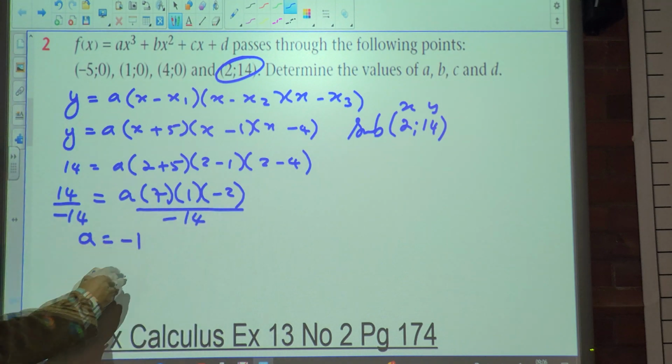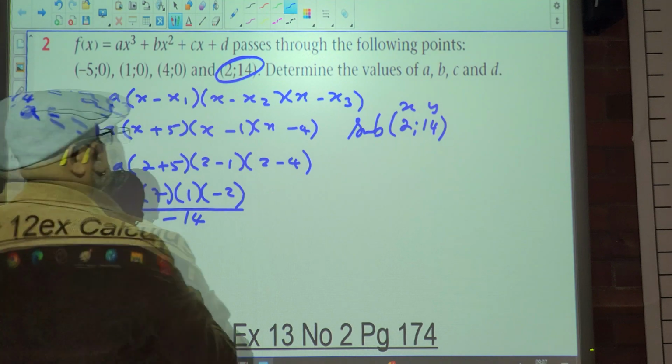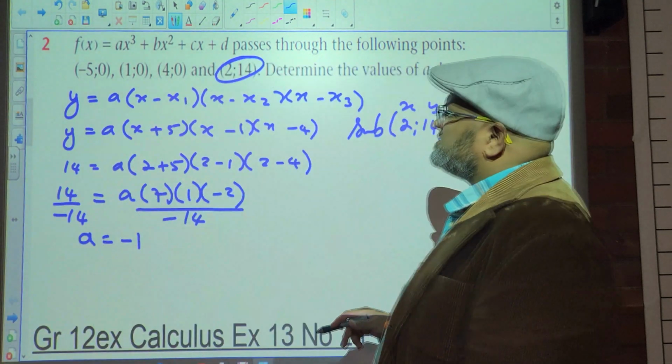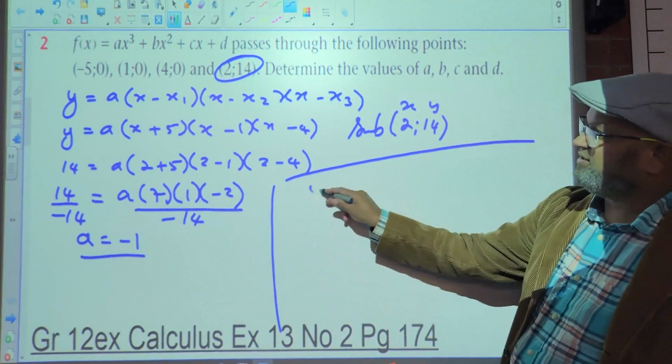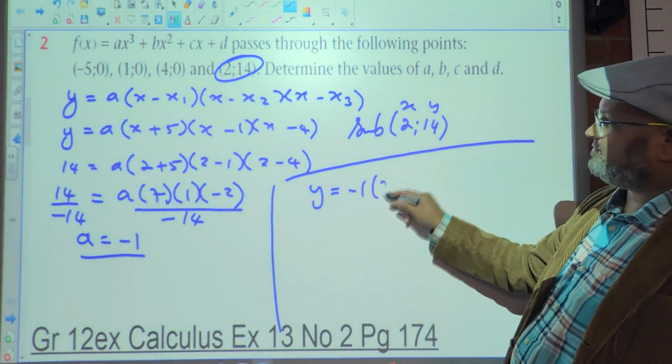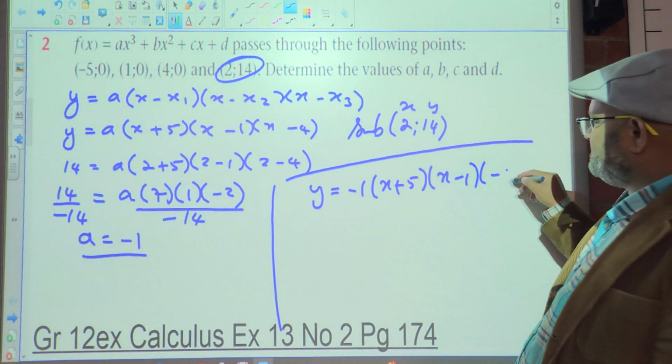So a is negative 1. People, it won't always be negative 1. Before you say, okay, next one, a is negative 1 again, is it by chance that these two work out to be the same? Have I answered the question? No. So what do we say? y is equal to negative 1 into x plus 5, x minus 1, x minus 4.